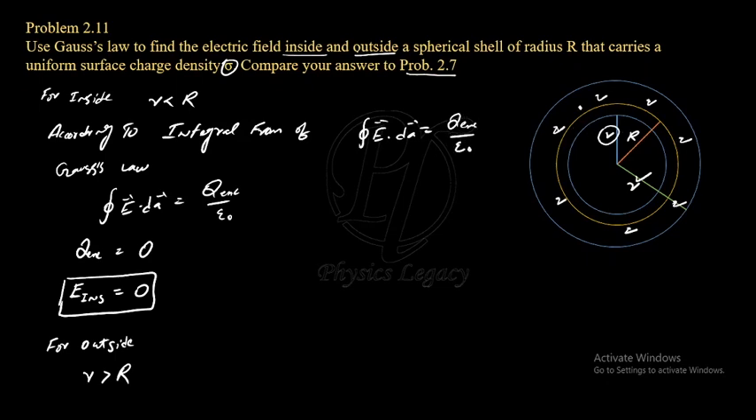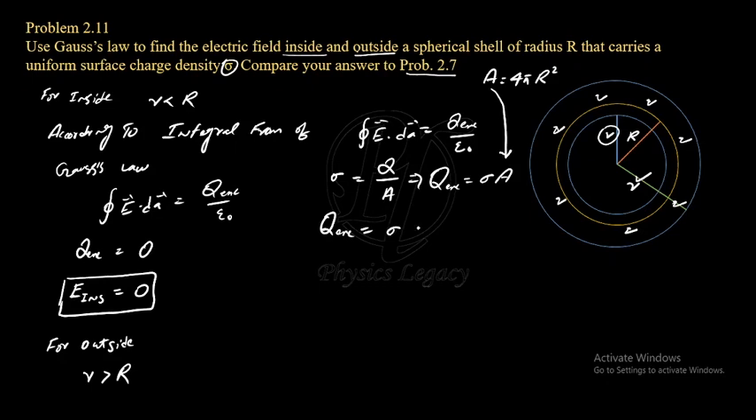Here our first task is to calculate Q enclosed by this surface, that can be calculated from the uniform surface charge density sigma, that is, sigma equal to charge per unit area, and from here Q enclosed equal to sigma into A. Here A is the area of this spherical shell, that is, A is equal to 4 pi R square, because from center to this surface we have radius capital R. We just put this relation into this equation and we get Q enclosed equal to sigma into 4 pi R square. We just put this relation into this equation and we get closed integral E dot dA equal to 4 pi R square into sigma over epsilon naught.